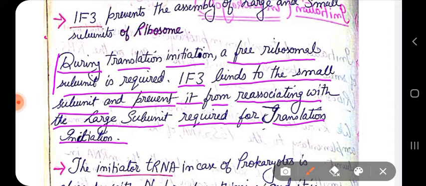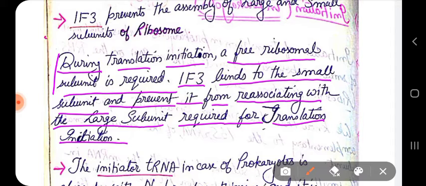So during translation initiation, a free ribosomal subunit is required. IF3 is making that free ribosomal subunit available by binding with the small ribosomal subunit, so that the large ribosomal subunit will not bind, and thus they can carry out the translation initiation process. The other factors will bind.